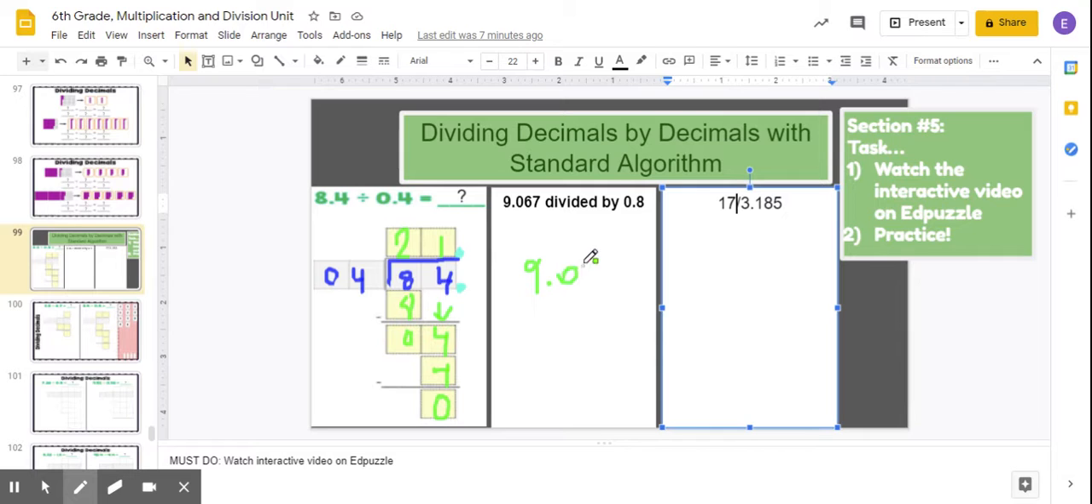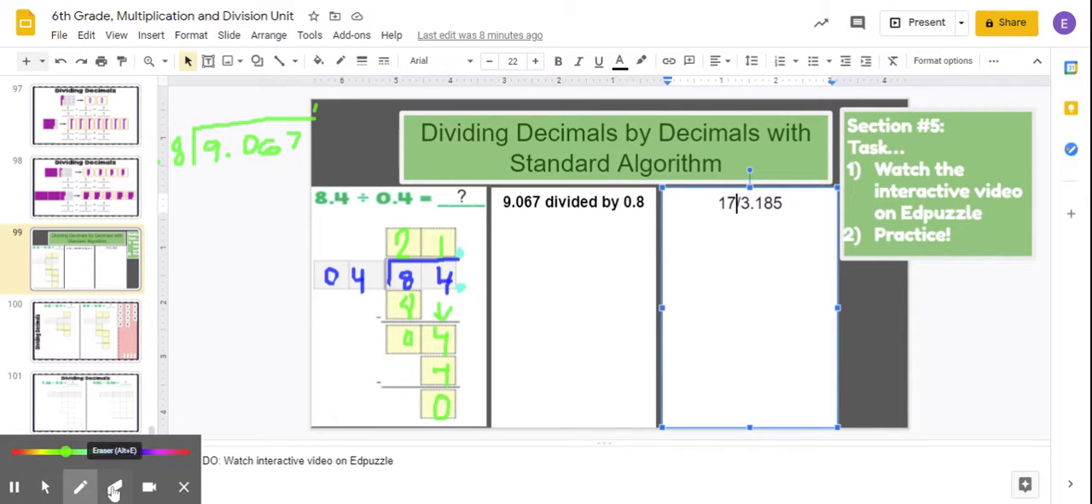Okay. So now we're going to take 9.67, or 9 and 67 hundredths. I think I'm going to actually need more space, so I'm going to write it over here. 9 and 67 hundredths. We're going to divide it by 0.8, or 8/10.